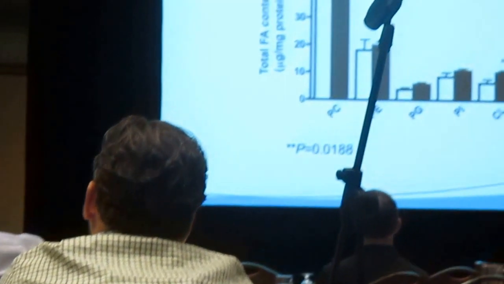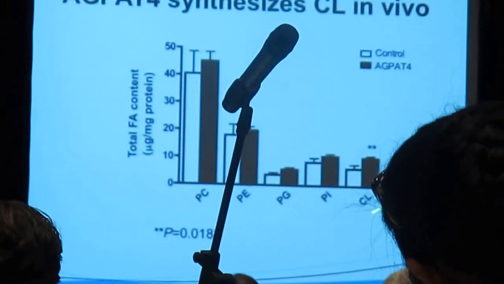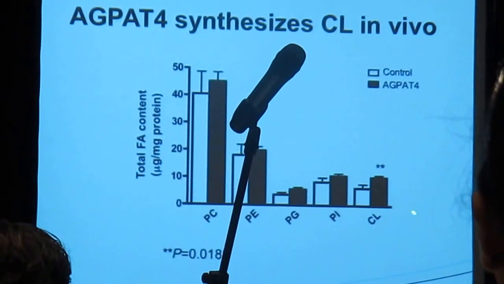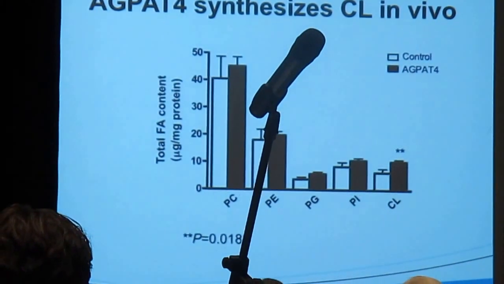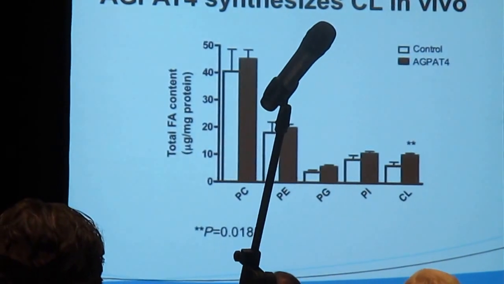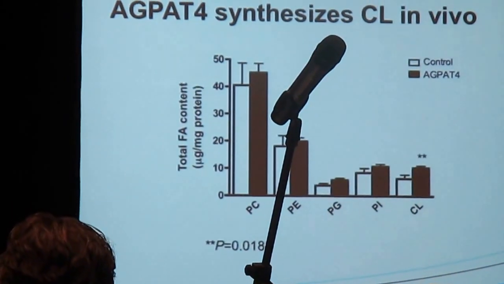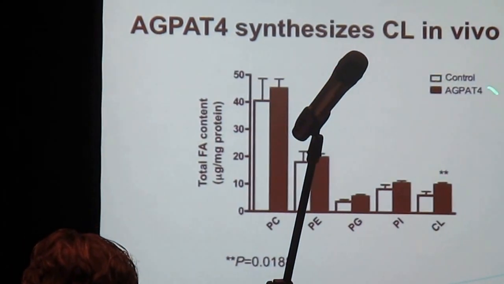And so to test what it was doing in vivo, we transfected HEK-293 cells with AGPAT4 protein, waited 48 hours, and then subjected them to fatty acid analysis by gas chromatography. We found that within the cardiolipin produced in the AGPAT4 group as compared to the control group, there was a 62% increase in the number of fatty acids. The number of fatty acids is a surrogate measure for the amount of phospholipid that was produced. And so AGPAT4 is synthesizing cardiolipin in vivo.